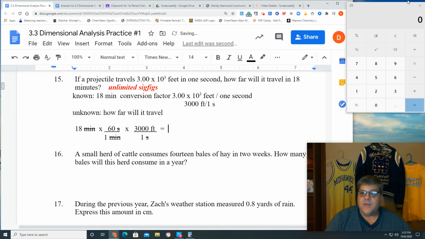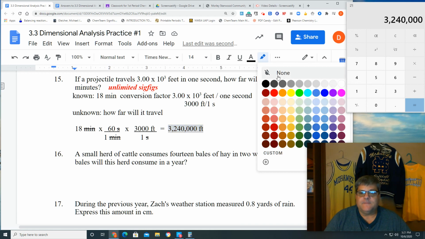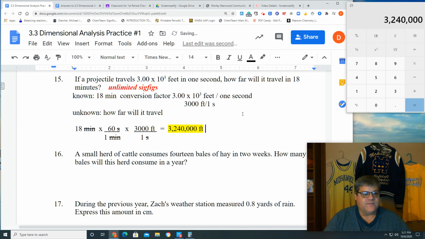So all I have to do is go ahead and do the math. We're going to do 18, and we multiply by the top and divide by the bottom. Since it's 1, we don't have to do that. So we're going to multiply again by 3,000, divide by the bottom, and we end up with this number right here, which is a beautiful number of 3,240. And that's going to be feet. And since it's unlimited, we're done. Even if it was 3, we'd be done. But it's unlimited. So we'll highlight that. And there we go. There's your answer for question number 15.